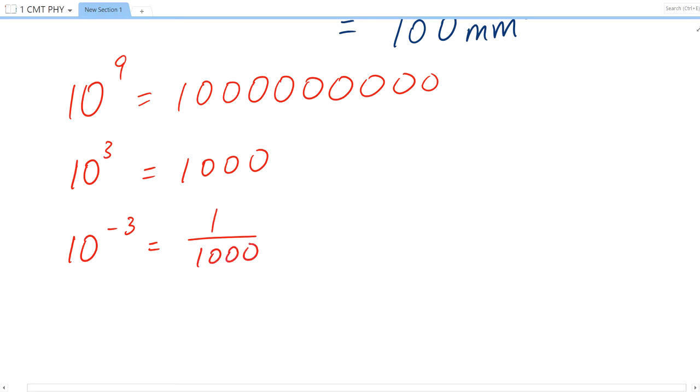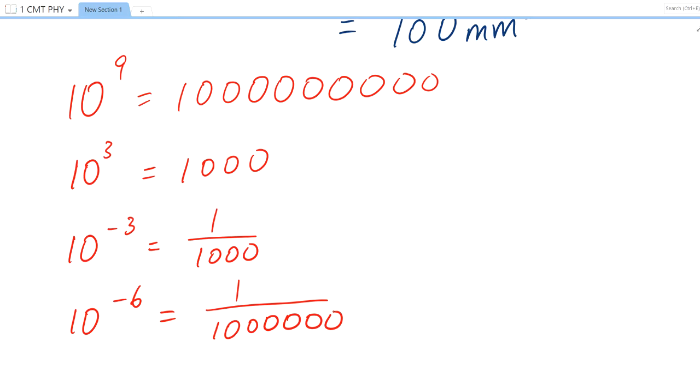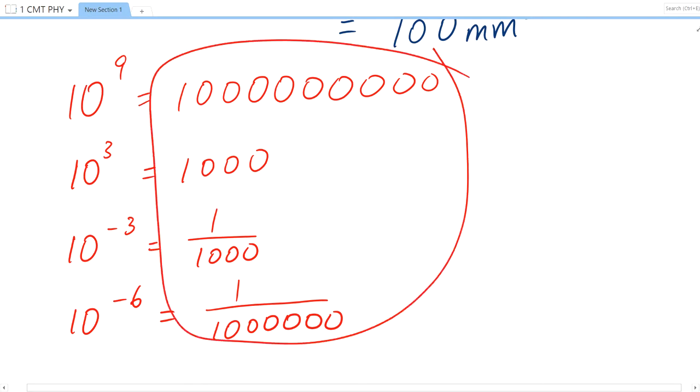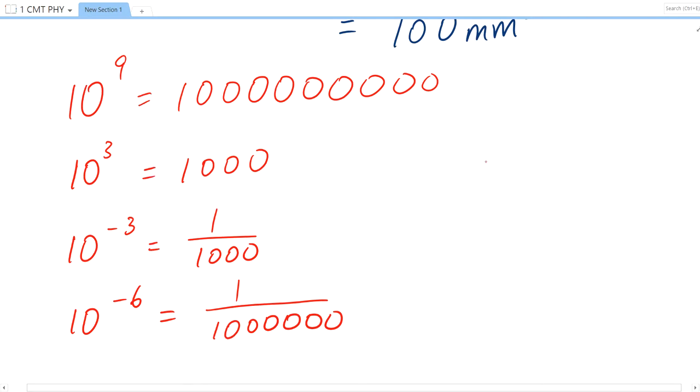Okay, so this is what it is. 10 to the power of negative 3 means 1 over 1000. What about 10 to the power of negative 6? What do you think this is? Okay? So this is what it means. Is it very complex? No. Why do people want to write this kind of things instead of this one, which everybody knows what it is? Yeah, short form. It is easier to write all this in working.